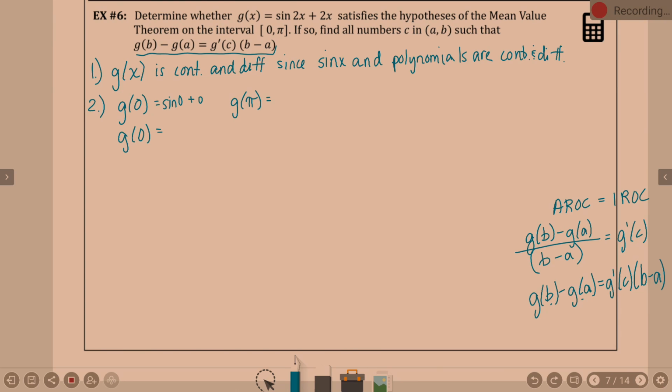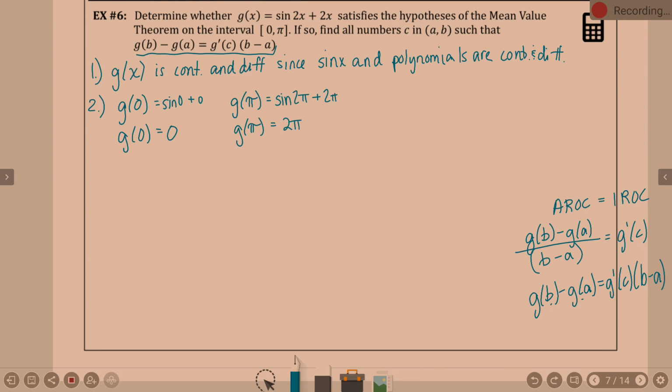Okay, what about g of pi? Sine of 2 pi is 0, so g of pi is 2 pi. They don't have to be the same. MVT does not require that, that's fine. We're just finding the endpoints for upcoming pieces here.